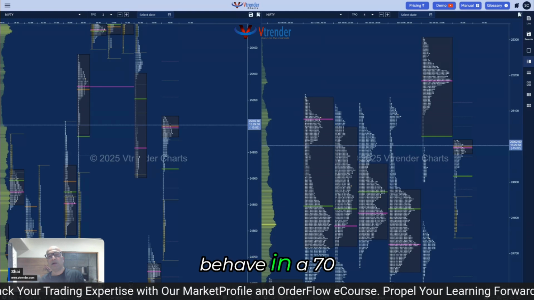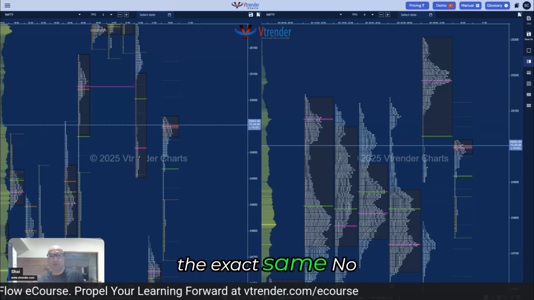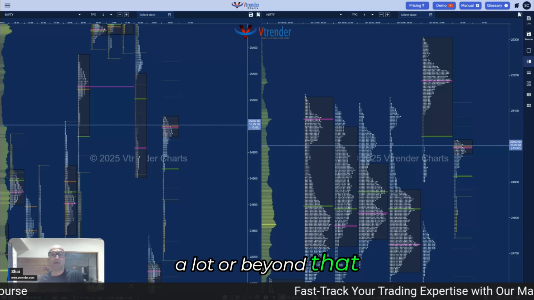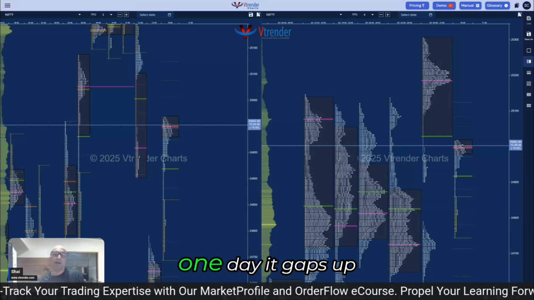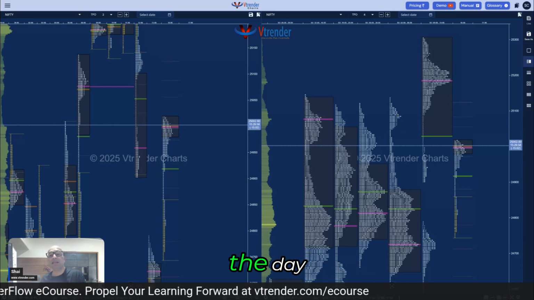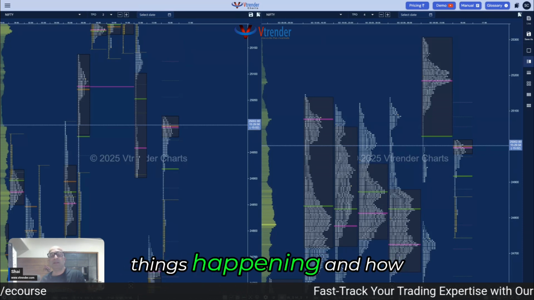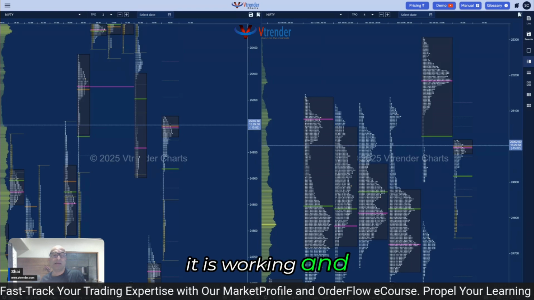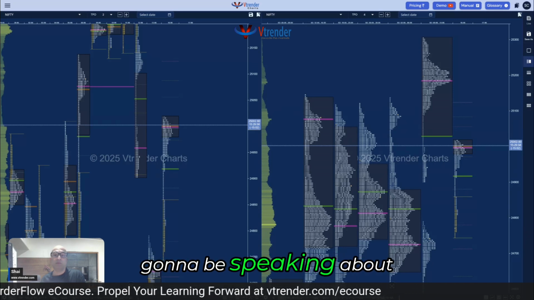But why does price behave in a 70-point range one day, and a 300-point range another, in the exact same area of work? The market hasn't traveled much beyond that 25,000 range, but one day it's done about a 70-pointer, one day a 300-pointer, one day it gaps down, one day it gaps up, one day it does nothing. Suddenly, abruptly, in the middle of the day, it goes up. Like last Wednesday, it was going up, and suddenly it decided to come down. Why are all these things happening, and how can we as derivative traders be alive to what is happening, and how it is working, and get ourselves clued into it? That's what we're going to be speaking about.